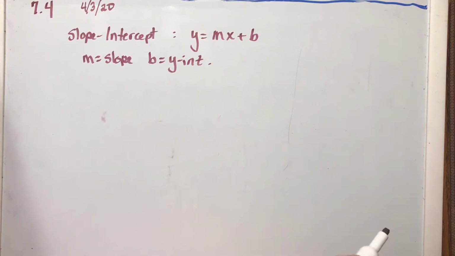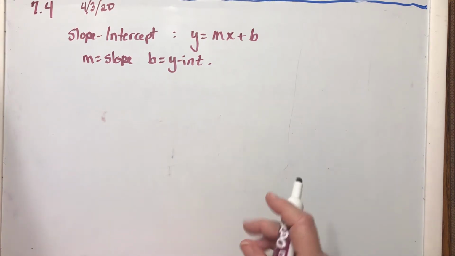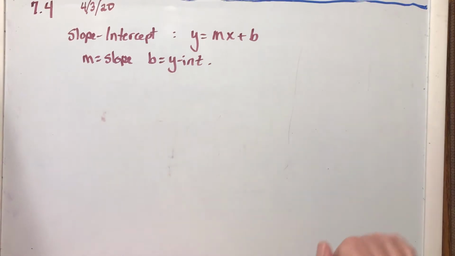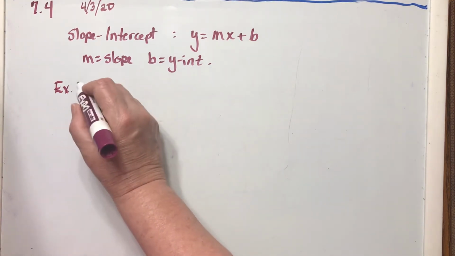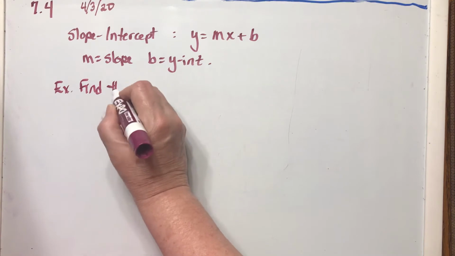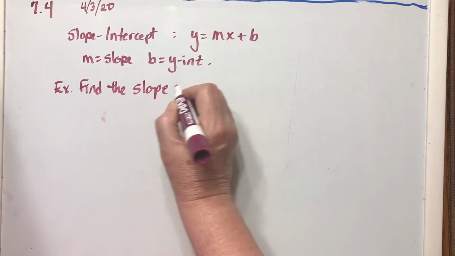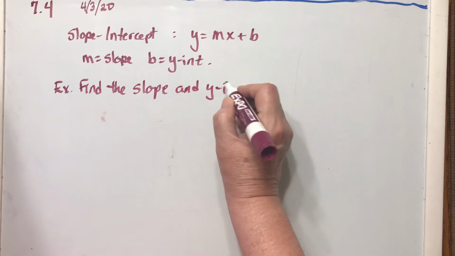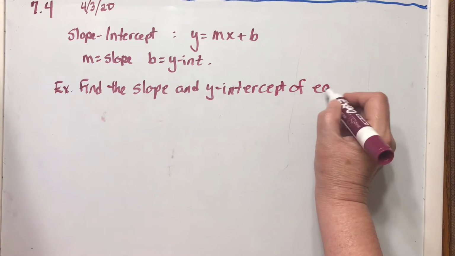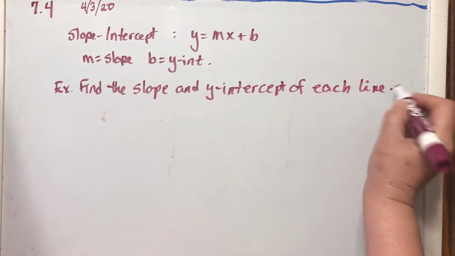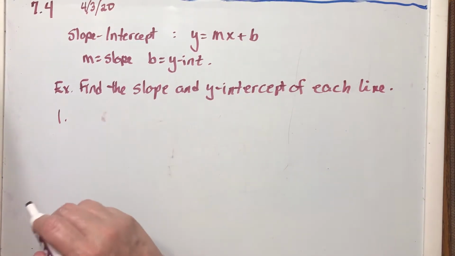And all we're going to work on for the first part of this section is learning how to put an equation in this form, and then from that find out what the slope and the y-intercept of the line are. Later we're going to be using that to actually graph these lines. So for example, we're going to find the slope and y-intercept of each line. So we'll start really simple. Okay, we'll start really basic.